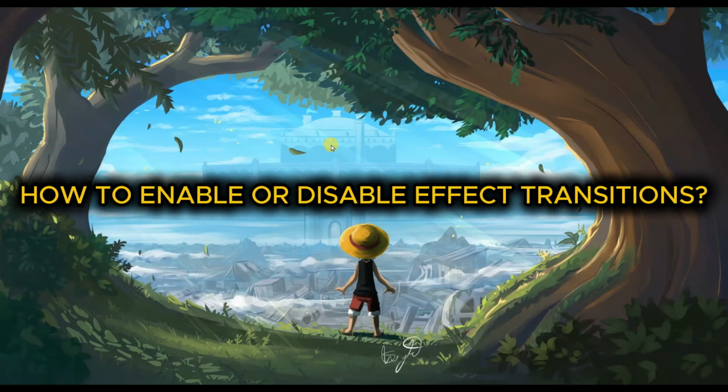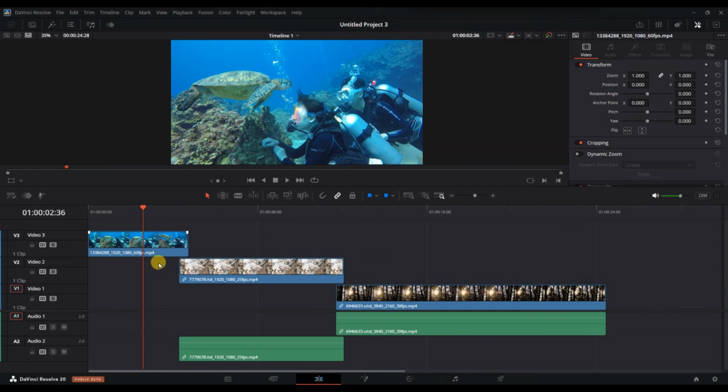How to enable or disable effect transitions in DaVinci Resolve. First of all, open your project in DaVinci Resolve and go to the edit page where your timeline is visible. This is where you manage all your clips and transitions.